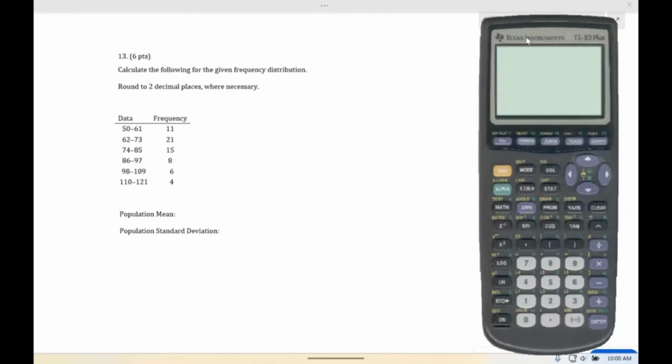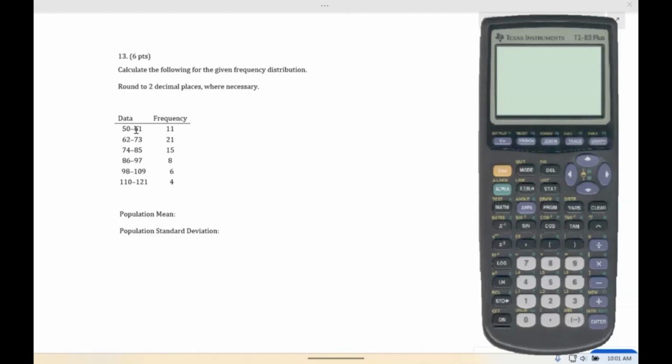So in this question, we're asked to calculate the following for the given frequency distribution and round to two decimal places. We have the data ranges on the left and the frequencies on the right. We're asked to find the population mean and the standard deviation.